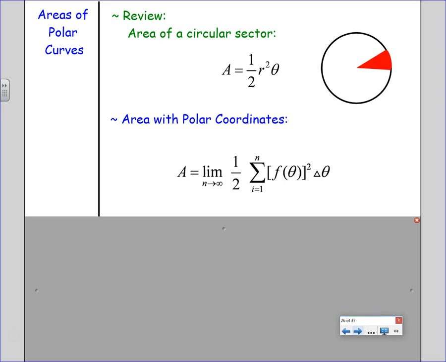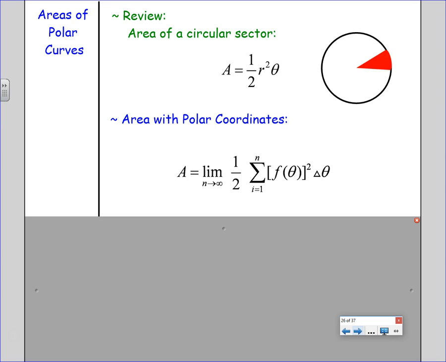So just like with rectangles and how they're a little bit off of the curve, these circular sectors are going to be off as well. So how do we resolve that? Integration. We have the differences in theta, d theta, be our differential, which is nice because we have our polar curves in terms of theta, right?